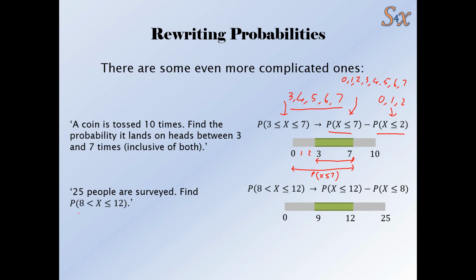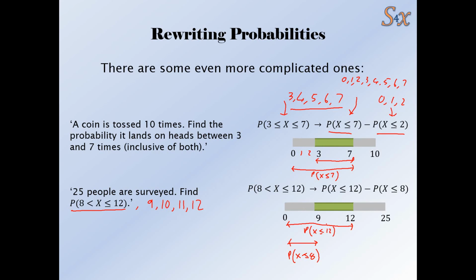This time, I'm actually just given a probability. Now, this, it's 8 is less than x is less than or equal to 12. So because there's just a less than sign here, it doesn't include 8. It only includes 9, 10, 11, and 12. They're the ones I want. So the way I can write that is I can say, well, I'll take everyone up to and including 12. That's the probability x is less than or equal to 12. But then all I'll do is I'll get rid of everyone up to 8. So the probability x is less than or equal to 8. I'll subtract that off, and that way I'm only left with 9, 10, 11, and 12.